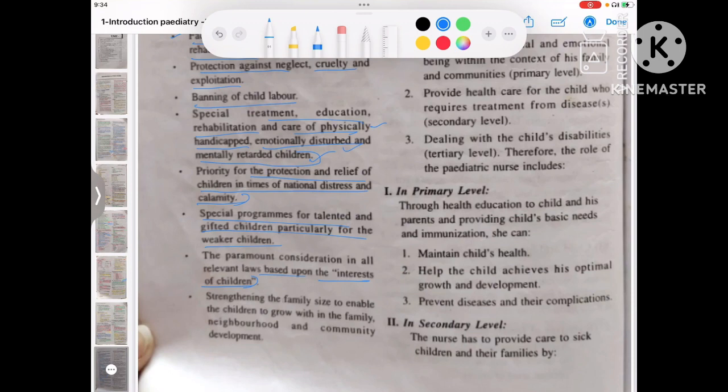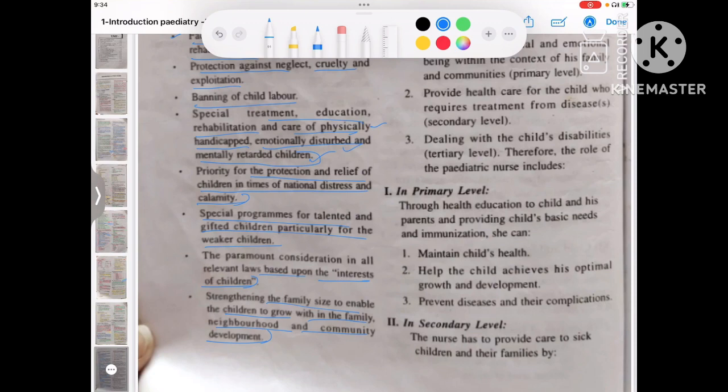The next one is strengthening the family, to enable the children to grow within the family, neighborhood, and community development. How can we strengthen the family? Different families treat the children in different ways. You should give value to the children.